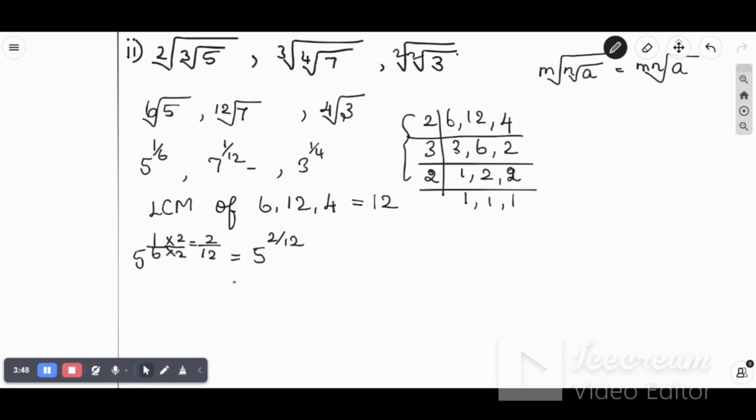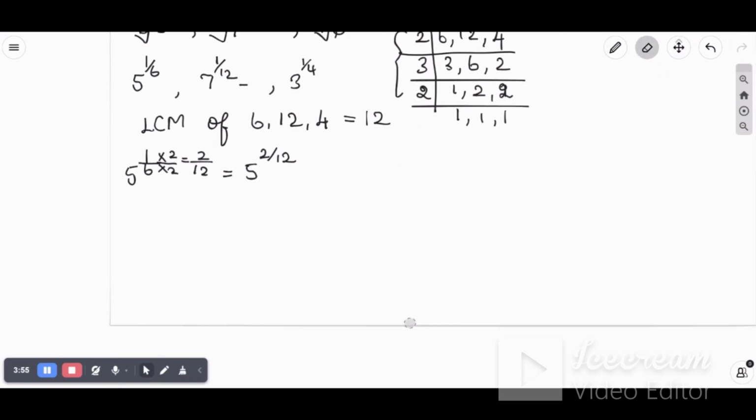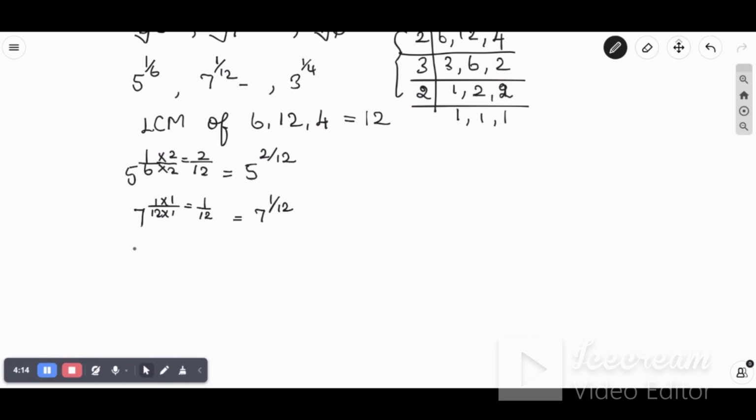So your next step will be, let's move this a little down. You have to take your next one, 7. So 7 will be 7 power 1 by 12. So what will happen if you put this? 12 means 12 is the LCM, so you don't have to do anything. Just you can keep it as such. So this will be the same as 7 power 1 by 12. Don't do anything. Just leave it as such.